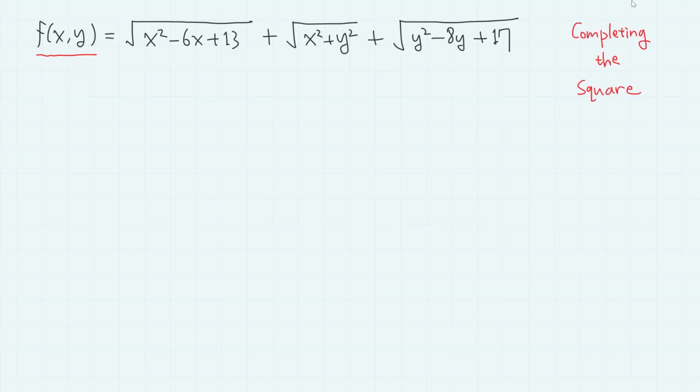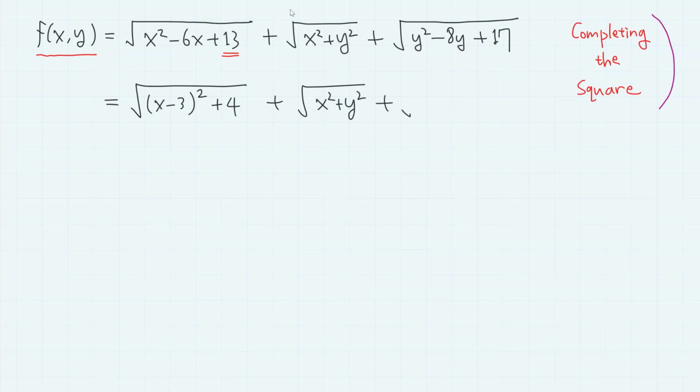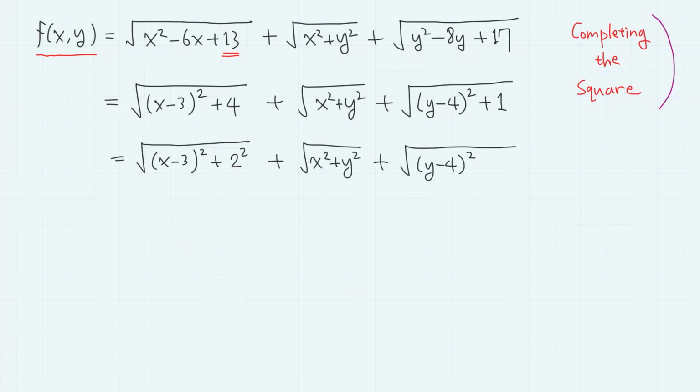Here we are going to use the trick called completing the square, which changes our expression into, for the first part, we write the complete square (x minus 3) squared, and in order to make the constant term 13, we need plus 4. And for the second part, we just write the square root of x squared plus y squared. And for the third part, from y squared minus 8y, we know that we can write (y minus 4) squared, and the remaining constant part, which is plus 1. Here, 4 can be written as 2 squared, and 1 can be written as 1 squared.